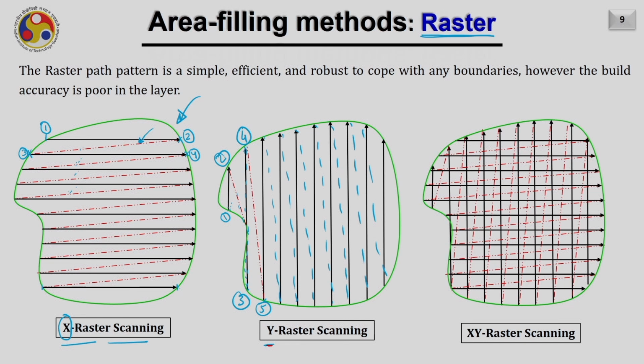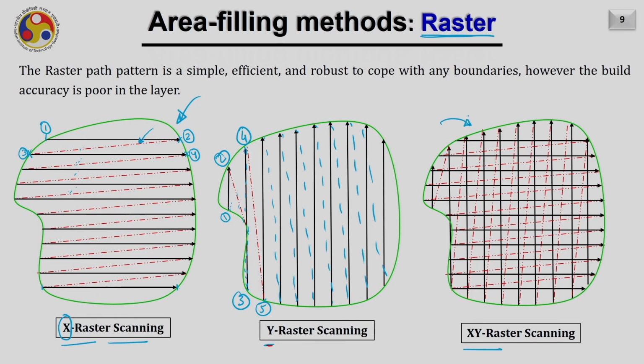In some cases, we also do the XY raster scanning, when the tool paths are given in the X direction as well as in the Y direction. So, why do we do this? This is to get homogeneity in the deposited material property. For example, if you are adding material along the X axis, the strength of the part in this direction will be different as compared to the strength of the part in this direction. In a similar fashion, it will happen here as well. The strength will be quite similar in this case in both directions. That is why XY raster scanning, or a combo of the two raster scanning, is preferred for a layer.